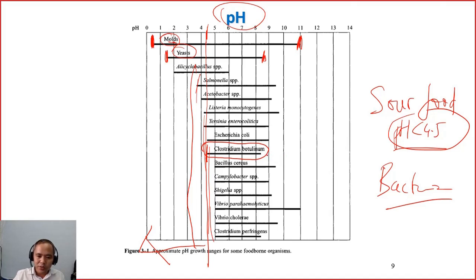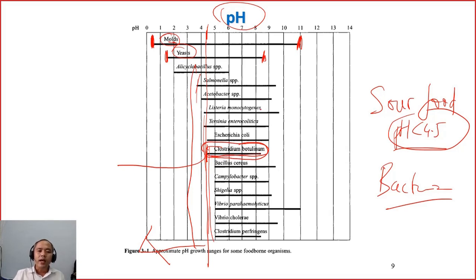It is a very dangerous pathogen, but the good thing for humans is that this bacteria cannot grow when pH is below 4.5. That means in sour food, in food with high acidity and low pH, it cannot grow. So we don't need to kill this if our food has low pH.